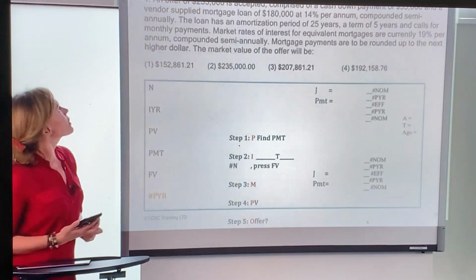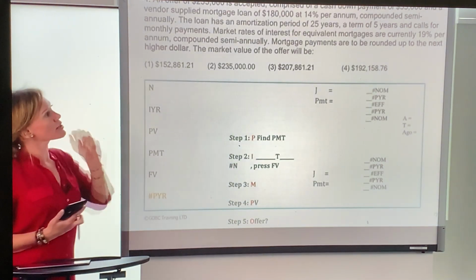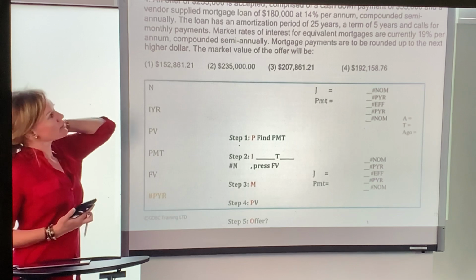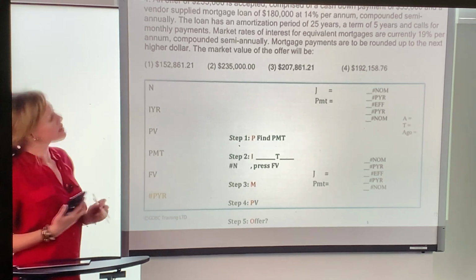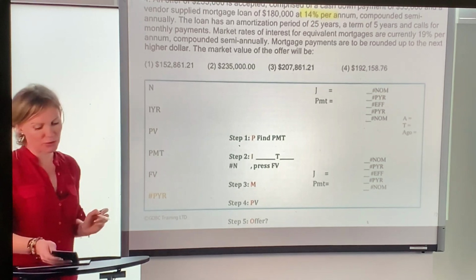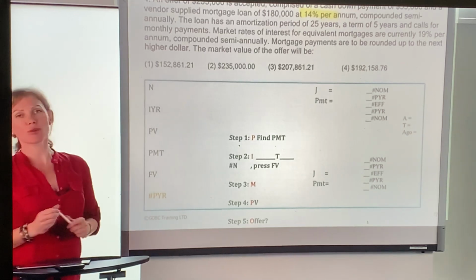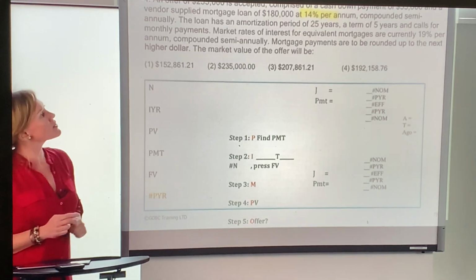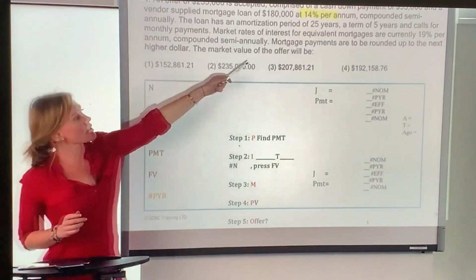Let's do the next one. Question number 4. An offer of 235,000 is accepted. Comprised of the cash down payment of 55,000. Supply mortgage of 180,000 at 14% compounded semi-annually. So we have the first J that's given to you, 14%. Then this is the loan will be amortized for 25 years, 5 years term, monthly payments, and then they tell you that the current market rates for the mortgages will be 19%.